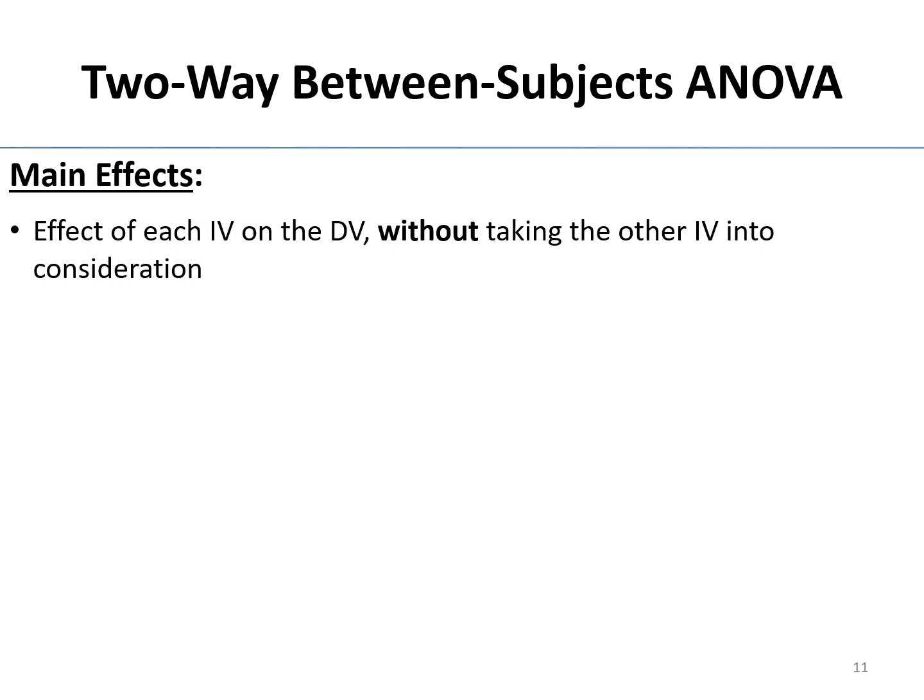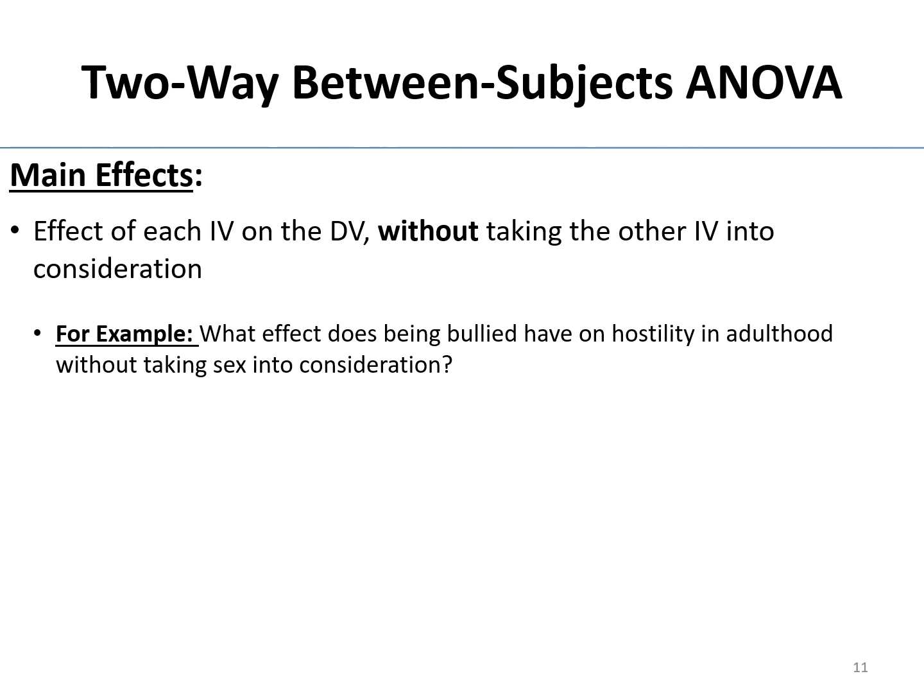So let's talk a little bit more about main effects. This is a new term for you guys. Here's the definition: it is the effect of each IV on the DV without taking the other IV into consideration. So it's the effect of one independent variable ignoring the other one. For example, what effect does being bullied have on hostility in adulthood without taking sex into account? We're just seeing how much being bullied can predict in their adult hostility.